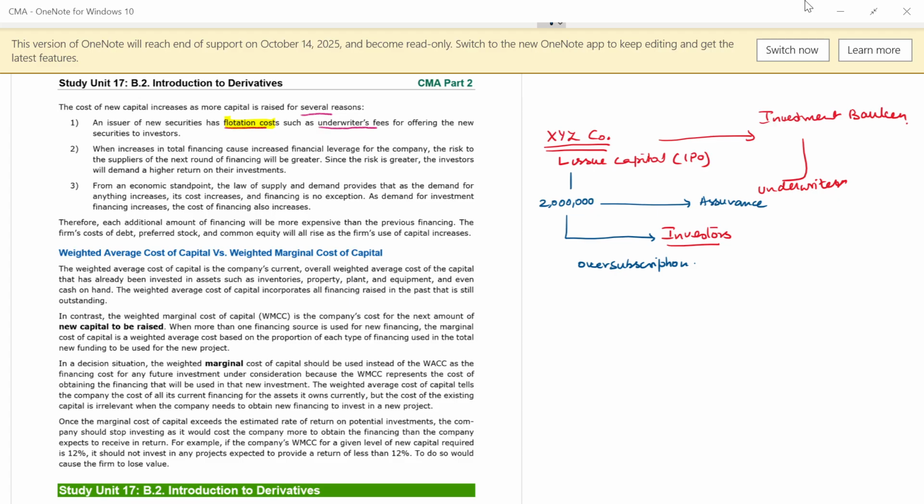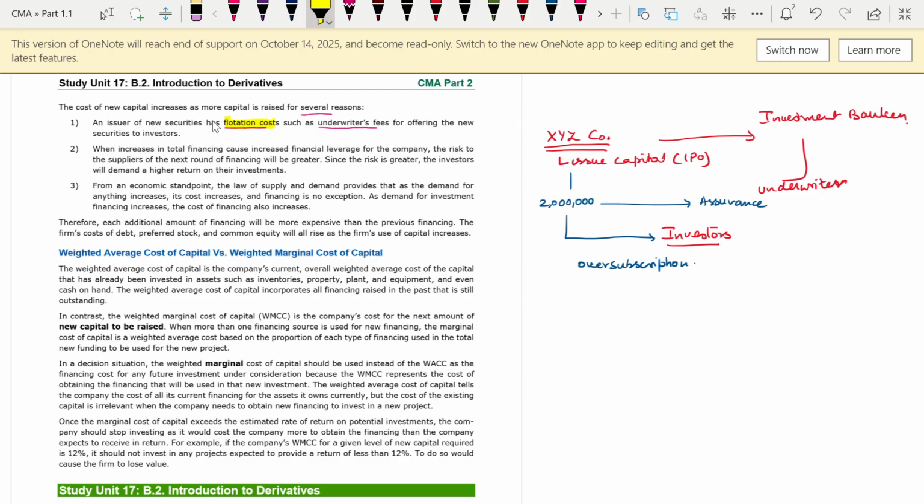Are you clear about this? Yes. That is the reason. But we will cover this in a more detailed way later. An issuer of new securities has flotation costs, such as underwriter fees for offering the new securities, increasing the total financing and causing increased financial leverage. Financial leverage means your debt is increasing more than the equity. The risk to the suppliers of the next round of financing will be greater.